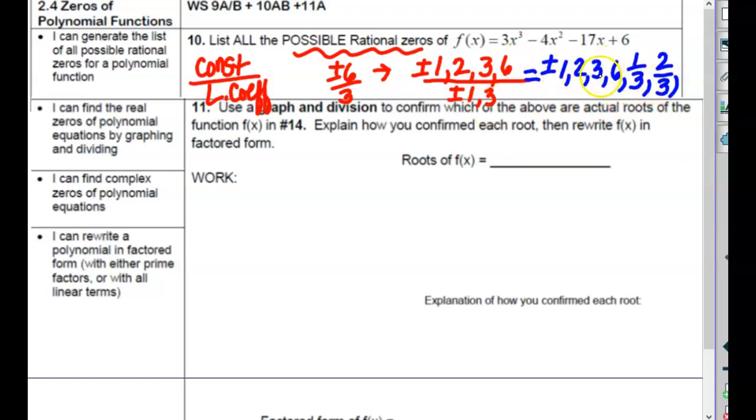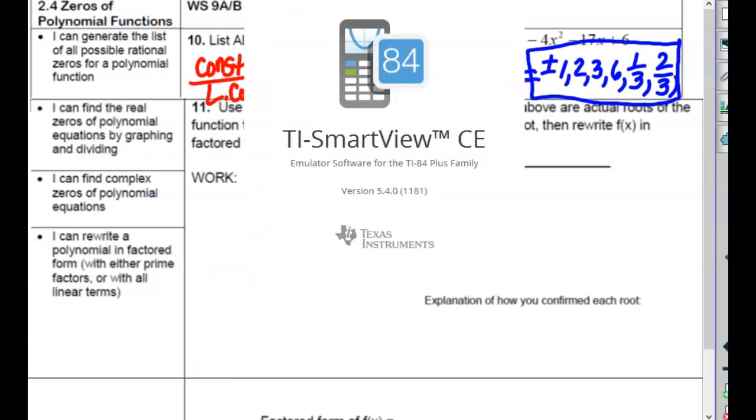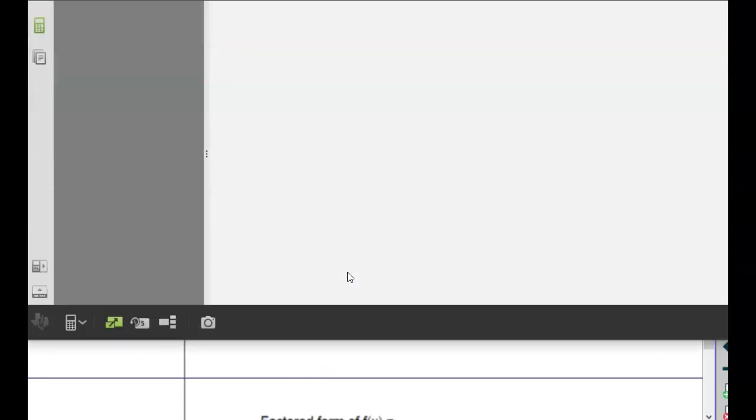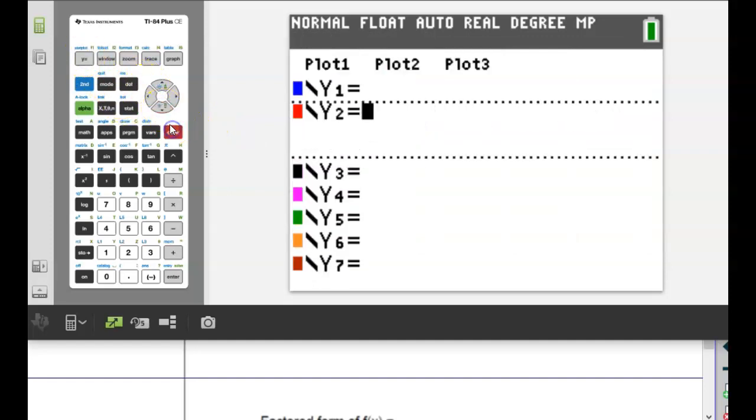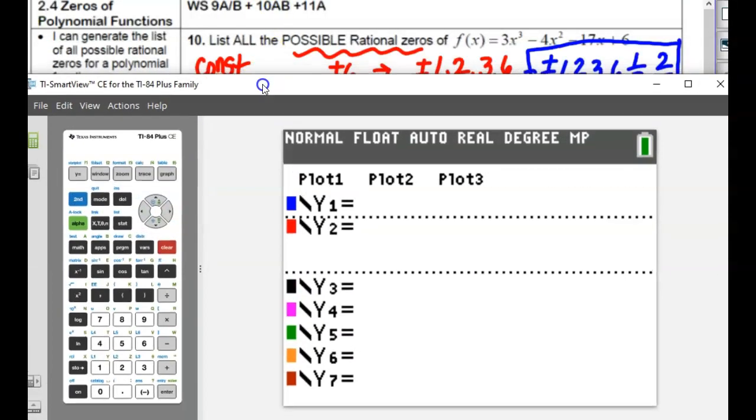So there's 1, 2, 3, 4, 5, 6, actually 12 numbers on my list, right? Because they could all be positive or negative. You don't have to list it that way. Just don't forget to put a plus or minus somewhere. All right, then you're to graph to confirm which of the above are zeros. And then you have to do successive synthetic divisions. All right, can anybody read me that polynomial? What did we start with?